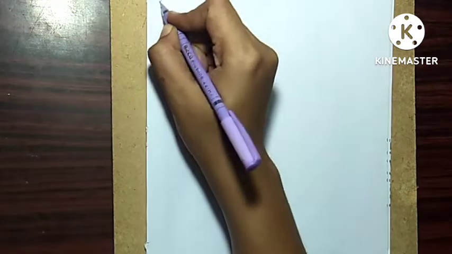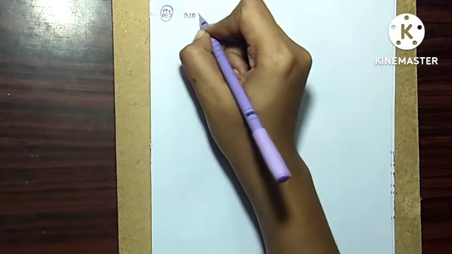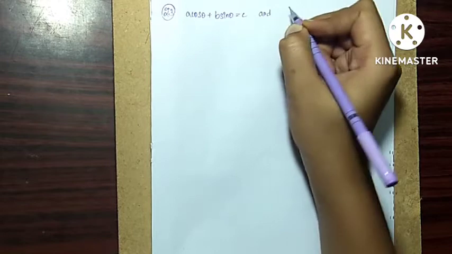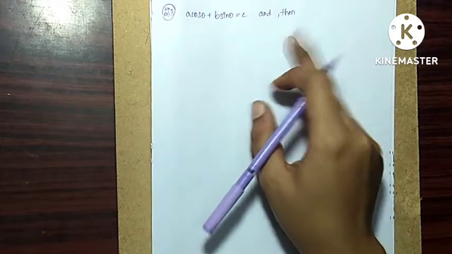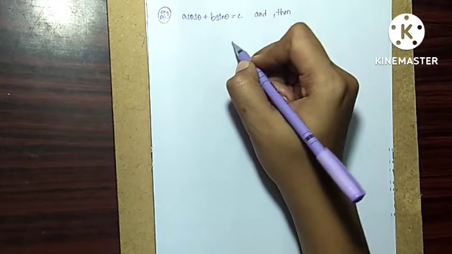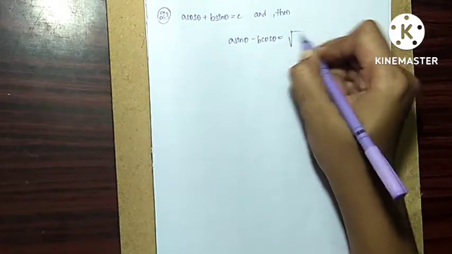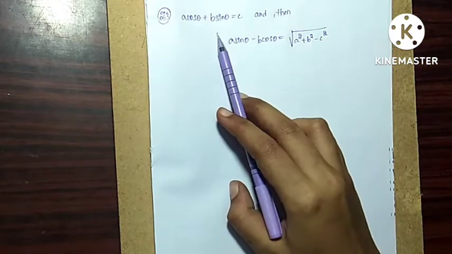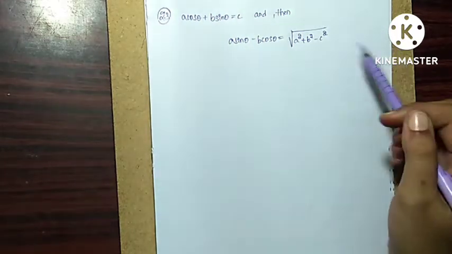Okay, next. Now we will continue our video, which is number 23. Our 23rd formula is A cos theta plus B sin theta is equal to C, and then we get A sin theta minus B cos theta is equal to root of A square plus B square minus C square. A cos theta plus B sin theta is equal to C, and then A sin theta minus B cos theta is equal to root of A square plus B square minus C square.